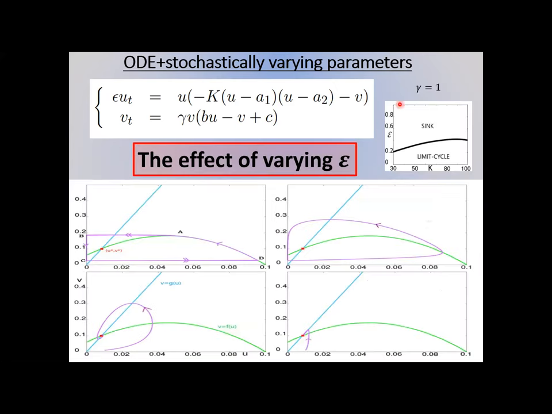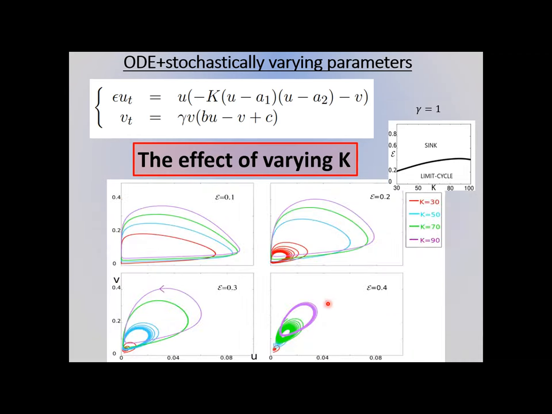All right, now you can just do some numerics to look at the effects of varying the parameters. So here, varying epsilon, you clearly have slow-fast dynamics. Those are lines, and you jump here, and you have a limit cycle here. So here you have a sink, and those are in the middle, right? And also, you can look at varying k.